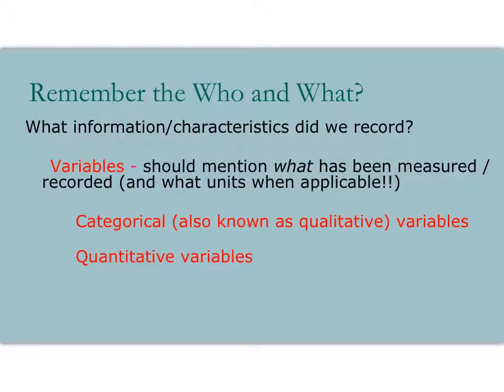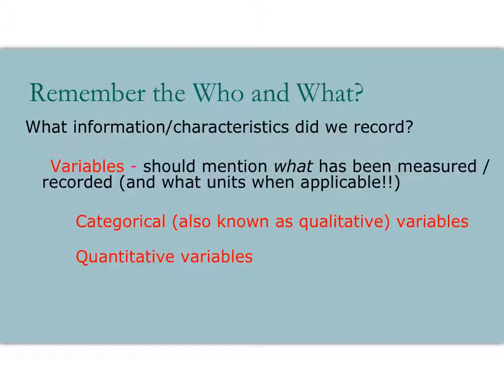The very first day at class, we looked at the W's of statistics, including the who and the what. What information and characteristics did we record? We looked at variables, which is what has been measured and recorded. So the types of variables we have are categorical, which we also know as qualitative variables, and quantitative variables. The thing to keep in mind is that categorical splits it into what? Categories.